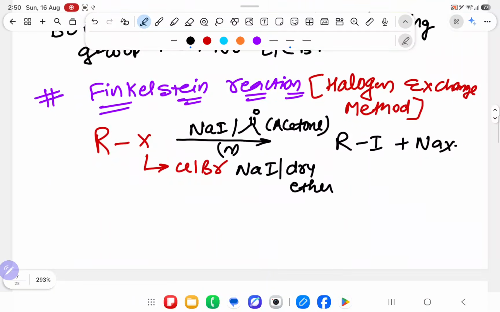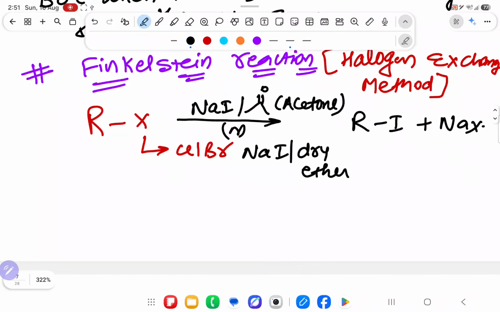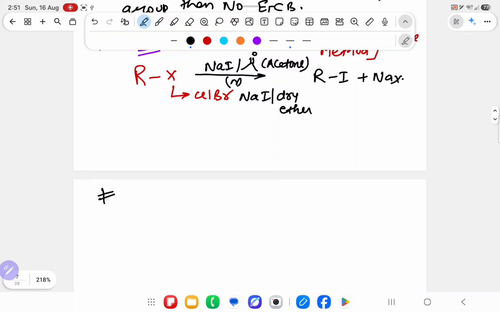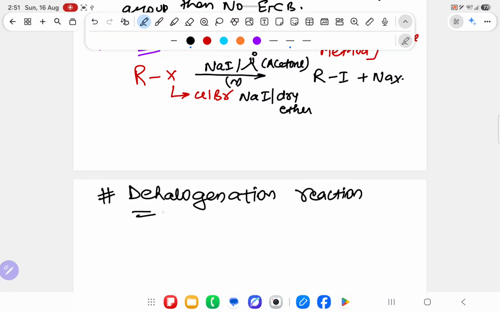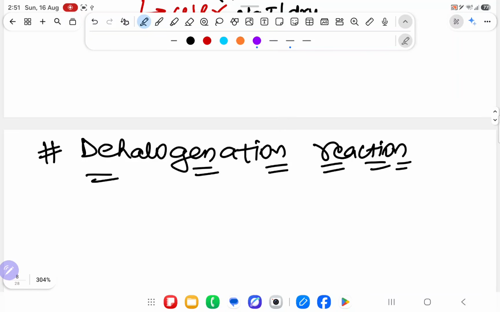Now, on this same basis, why I have dictated it: this will come in alkyl aryl also, I will give details there. But like this, one more reaction is there, known as the dehalogenation reaction. Simple like the Finkelstein reaction, the dehalogenation reaction. Now, what is the dehalogenation reaction? And on this basis, on Saturday there is a test, for those I am talking about.